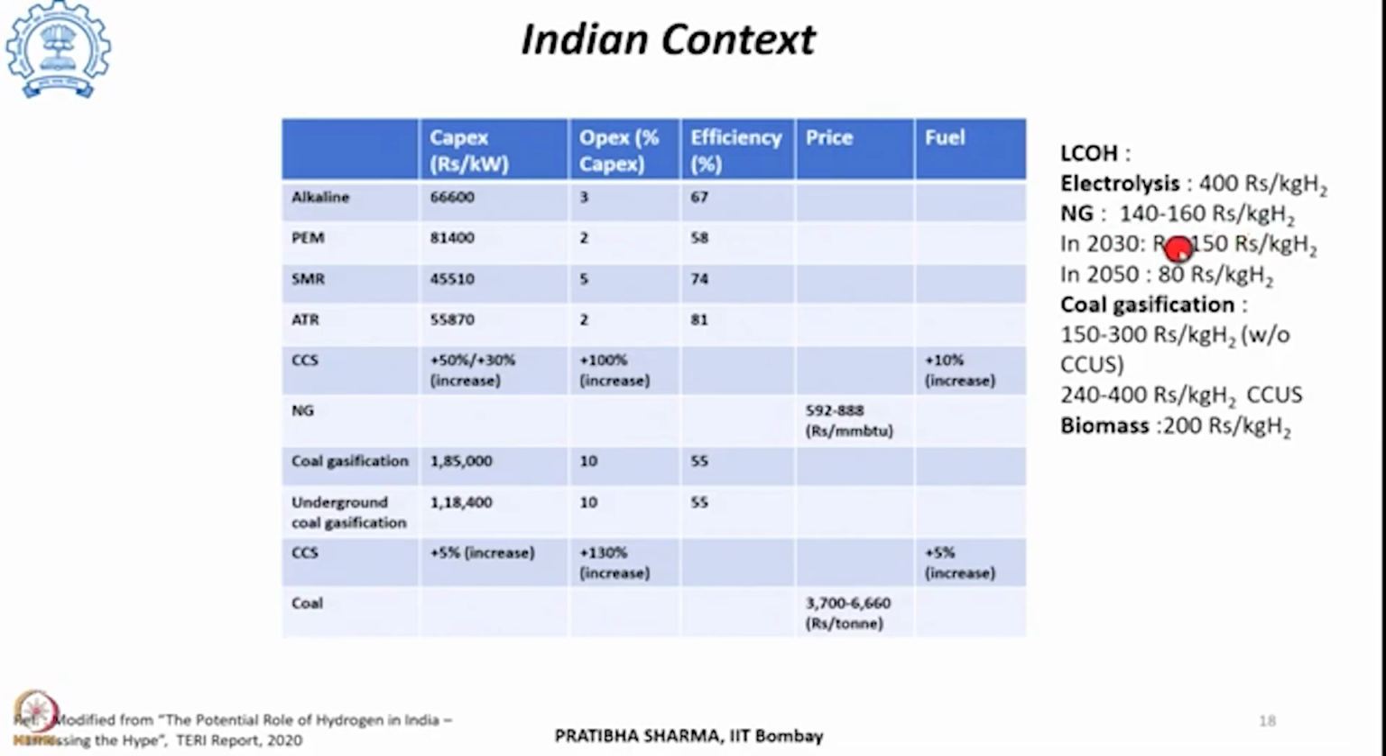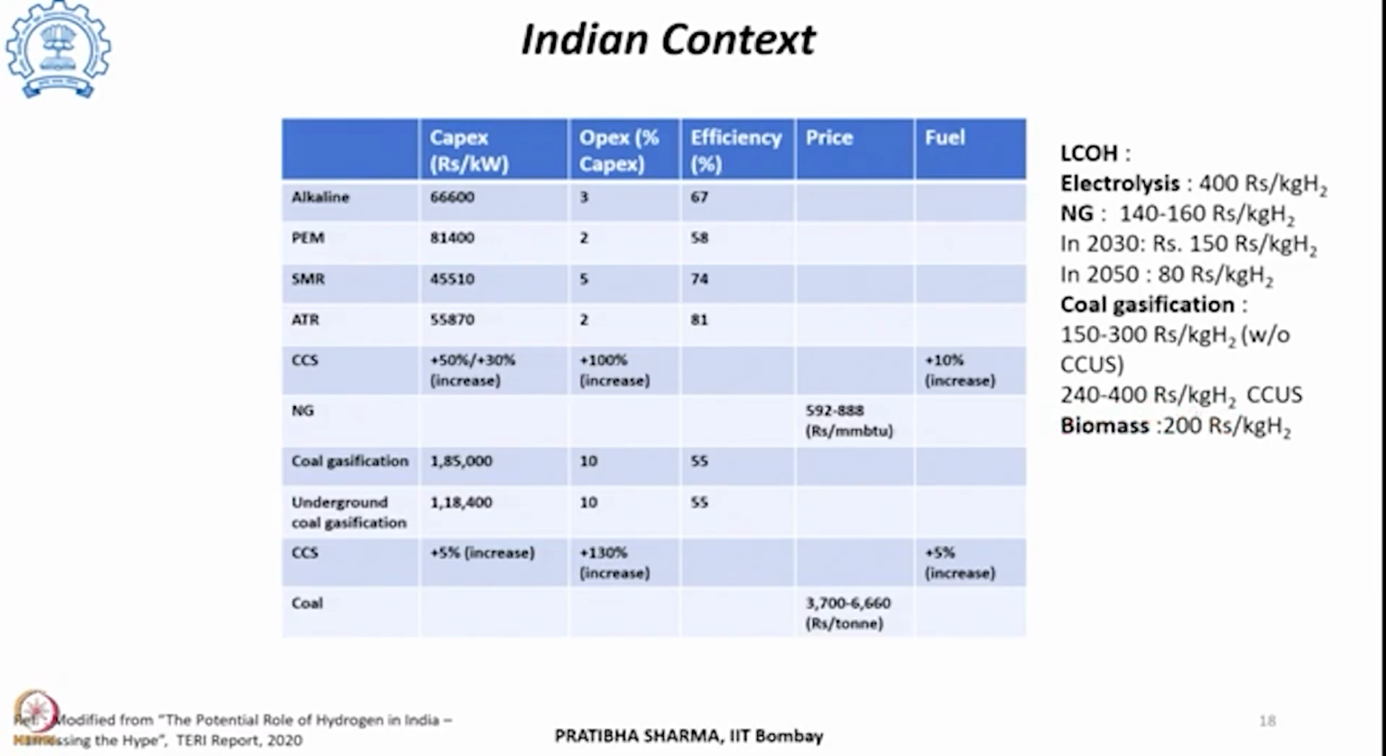This variation is because of the varying natural gas prices, and it is expected that by 2030 this will be 150 rupees per kg of hydrogen. By 2050 it will be 80 rupees per kg of hydrogen. Using coal gasification, the price is in between 150 to 300 rupees per kg without CCUS. However, if we integrate CCUS, then the price goes up to 240 to 400 rupees per kg.